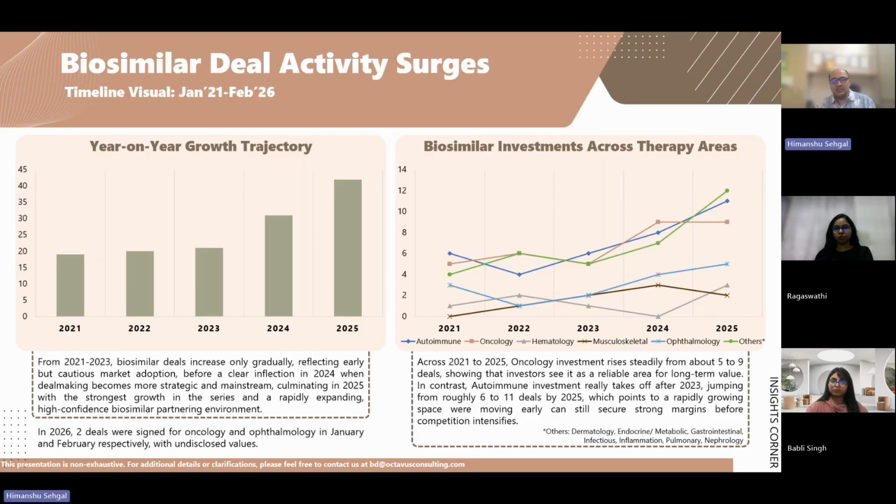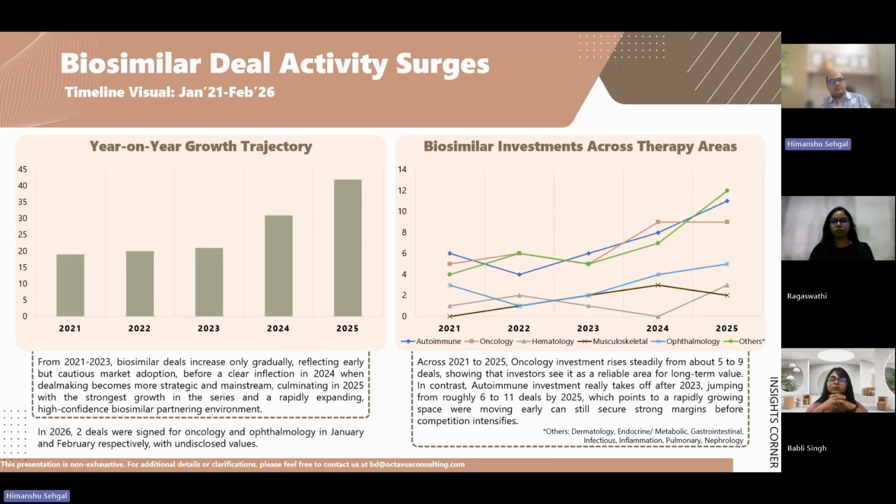So let's focus. If I focus on that, oncology has been a steady player. Started with 5 deals, and in 2025 there were 9 deals. It's a decent number when you talk about oncology. Now, in terms of autoimmune, that has changed from 6 deals in 2023 to approximately 12 deals in 2025. So it has been taking a priority, and then strong margins are there.